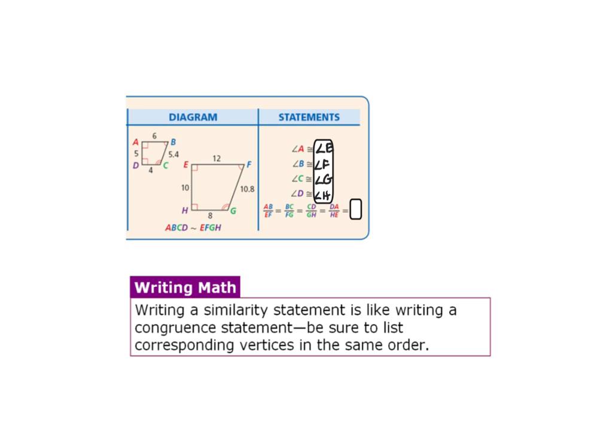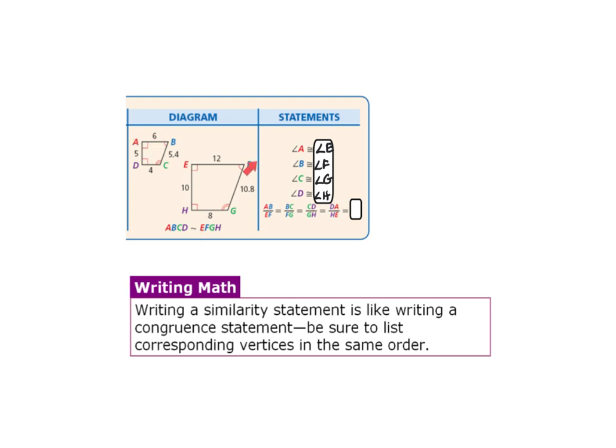Now, the sides are not congruent. However, they are all in the same ratio. That's what it means to be proportional. So if I take one side and divide it by its corresponding side, I should get the same number. You can tell which sides are corresponding based upon the order of your statement. You can see segment AB would correspond to EF.